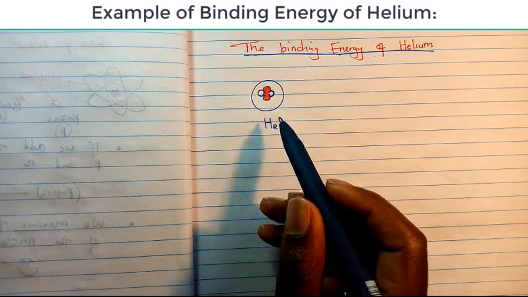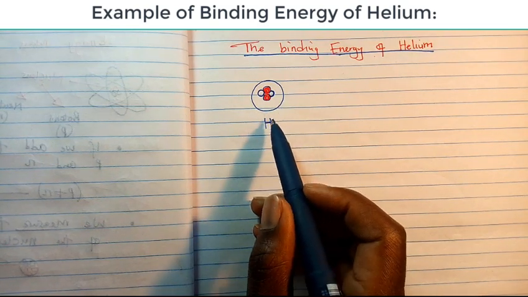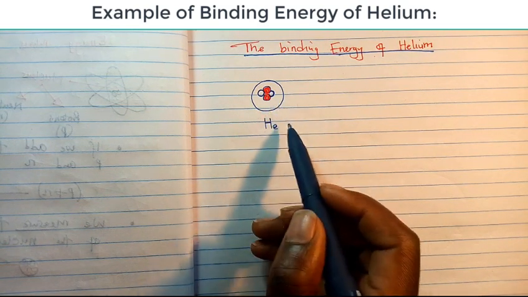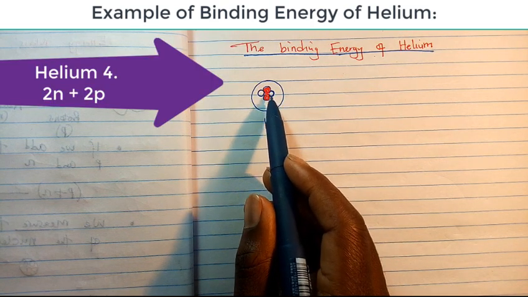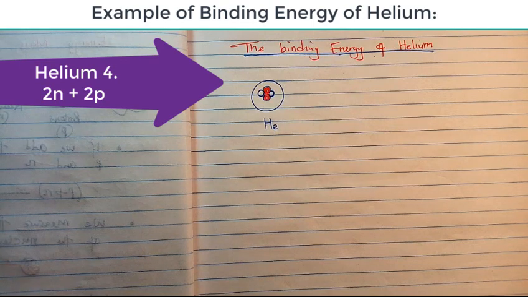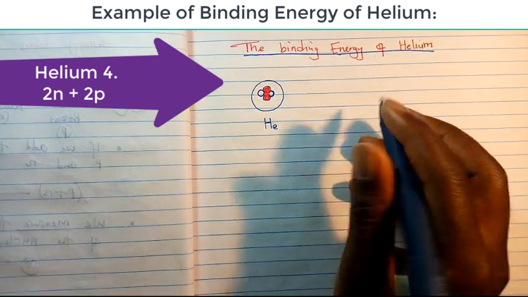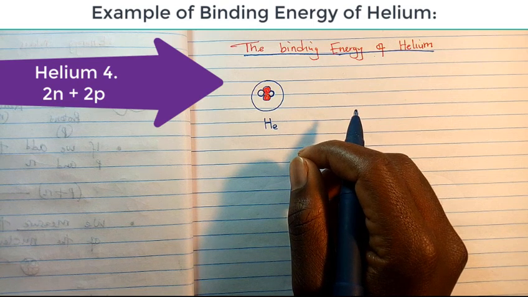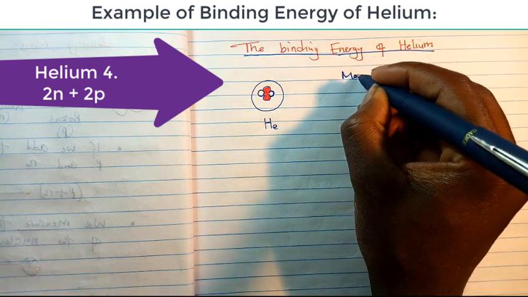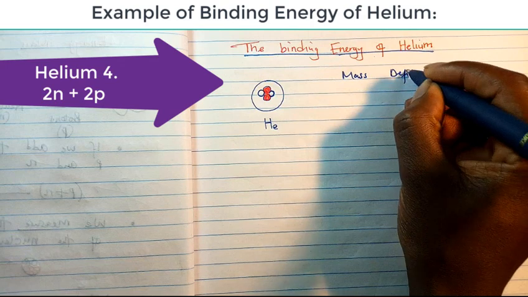Now, the helium chemical element is as shown below here. There are 4 nucleons inside, that is 2 neutrons and 2 protons. Now, the starting place is first finding the mass deficit of helium. Now, what we call the mass deficit.